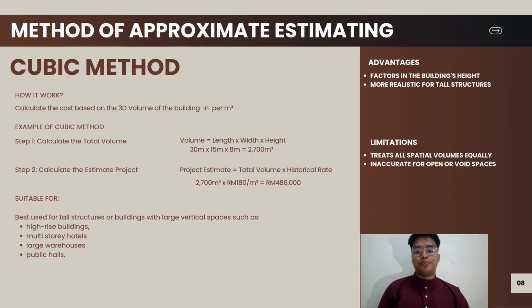This is suitable for tall structures or buildings with large vertical space, like high-rise buildings, multi-story hotels, and large warehouses. Looking at the advantage, it is more realistic for tall structures because it gives a fair budget representation for projects defined by their height or volume. The limitation is it is inaccurate for open or void space. Large empty volume inside a building can easily distort the overall cost calculation.